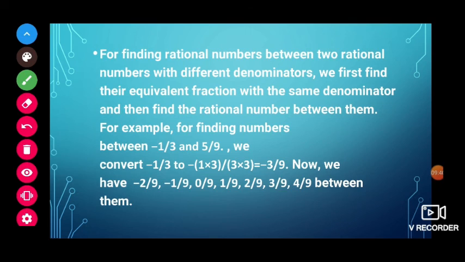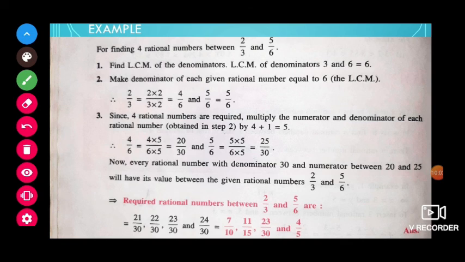Now minus 3 by 9 and 5 by 9. One is negative and one is positive. Both have the same denominator, so no issue with the denominator. Now consider the numerators, minus 3 and 5. So minus 2, minus 1, 0, 1, 2, 3, 4 will all come between minus 3 and 5.